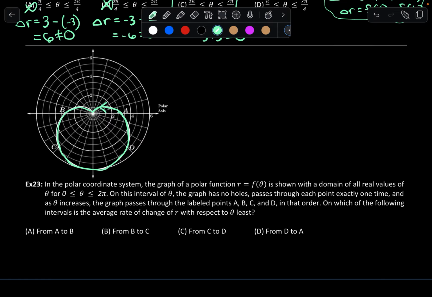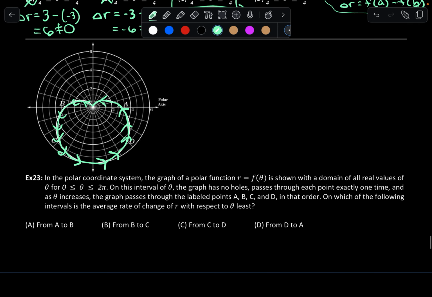So we're traveling counterclockwise. Now for this one, they don't give us a polar function, right? They just say, oh, here it is. And you don't have to remember the attributes of a cardioid. We can use information from the graph in order to figure this out.